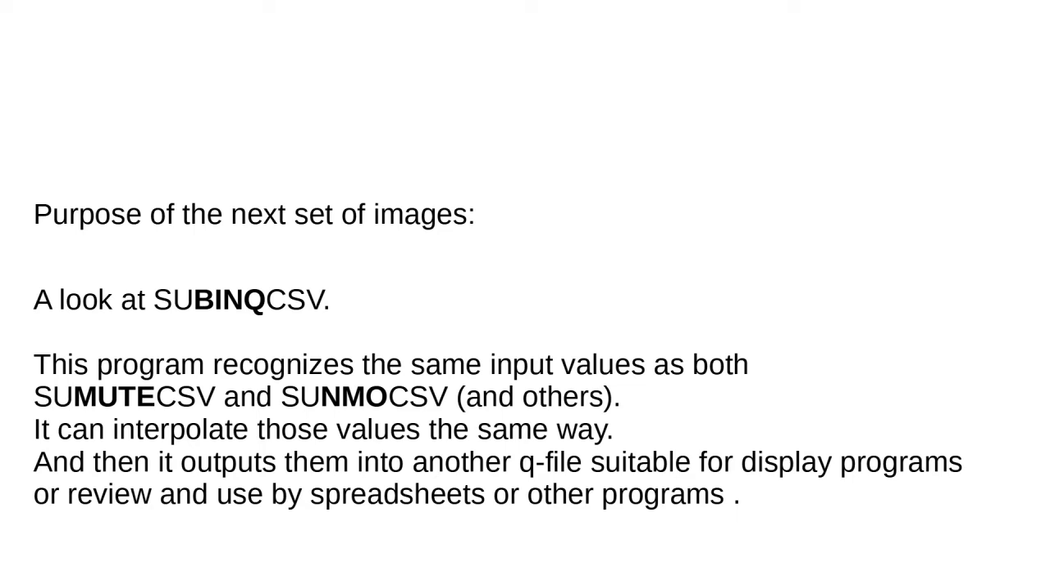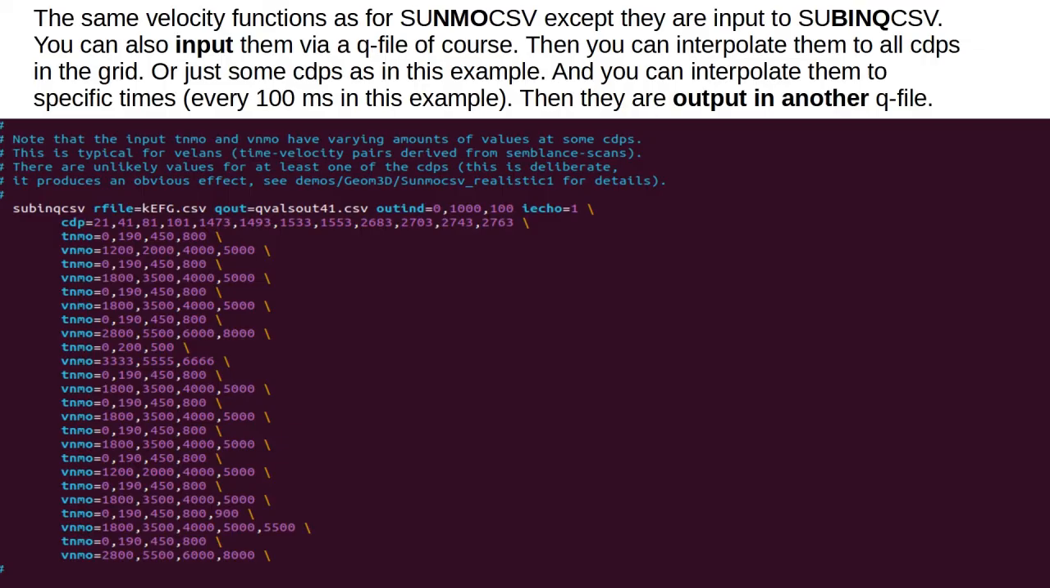The SU-binQ CSV program can input the parameters of both the SU-mute CSV and SU-NMO CSV programs, and bilinearly interpolate their values and output them into another Q file. Remember that Q files are CSV files, so there are a lot of programs that can read them, including spreadsheet programs. This is SU-binQ CSV inputting the velocities just seen in the previous SU-NMO CSV setup.